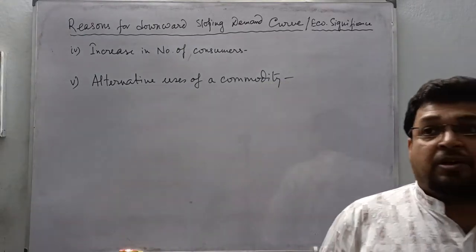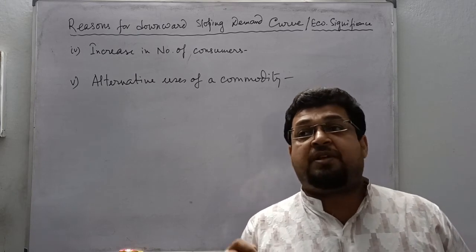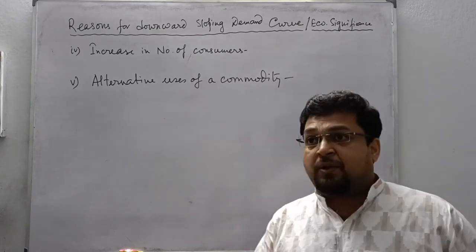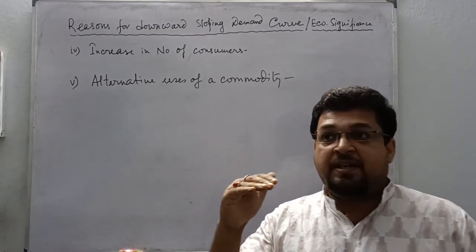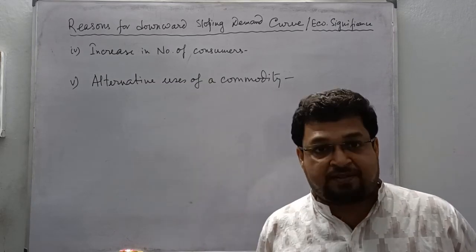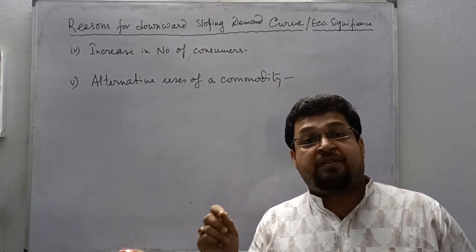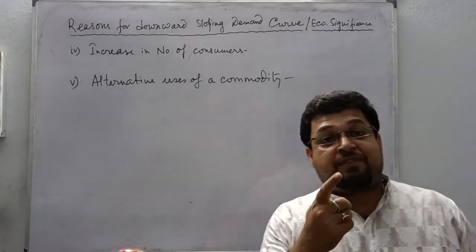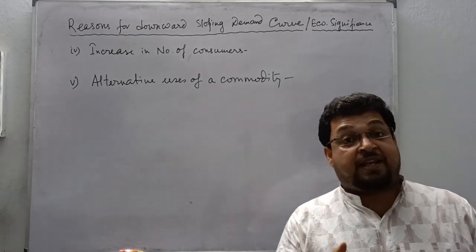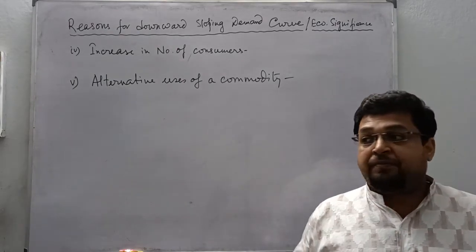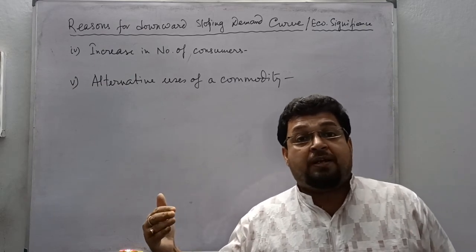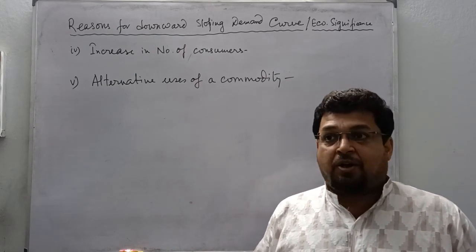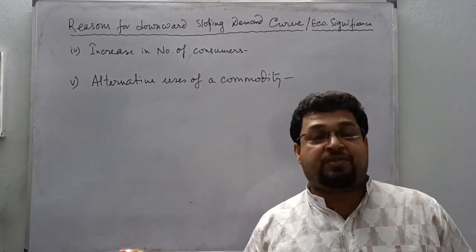Now, see here, alternative uses means a particular commodity can be used for several purposes. Say, for example, at a particular price, a commodity is used for some very important reasons, according to priority. Now, if the price of that commodity or service, like electricity, falls, we can put it into more uses, which are less important, but since the price has fallen, automatically we can put them into some more uses.